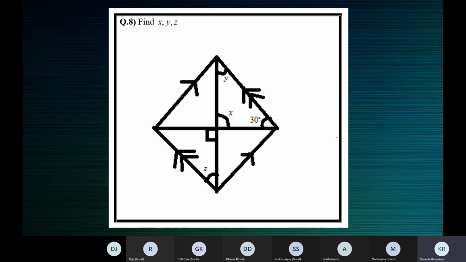In which figure do the diagonals bisect at right angles? Square, ma'am. Square and? Rectangle, ma'am. Rhombus, ma'am. Rhombus. In a rhombus and in a square, the diagonals bisect at right angles. In these two figures, all the sides are equal. You can remember it like that. So in both these figures, the diagonals bisect at right angles.